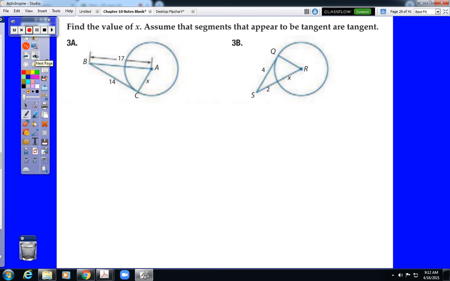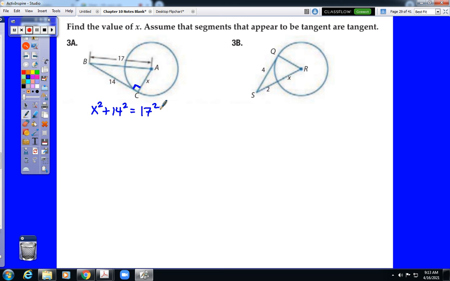Okay, in 3a, there's no trick to this. It's pretty straightforward. We're supposed to find the value of x, and it tells us to assume that any segment that appears to be tangent is tangent, which means we're supposed to realize that angle C in the triangle is a right angle. Set up the Pythagorean theorem, x squared plus 14 squared equals 17 squared.